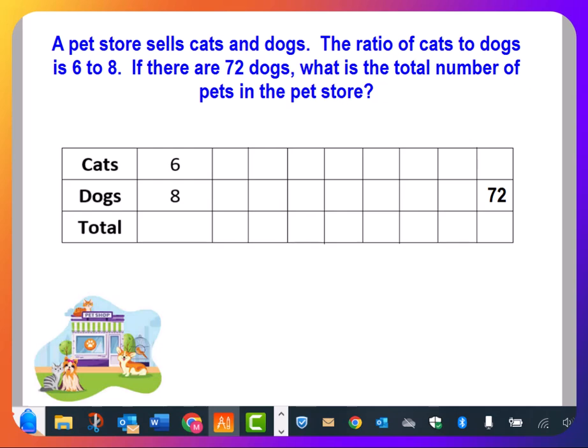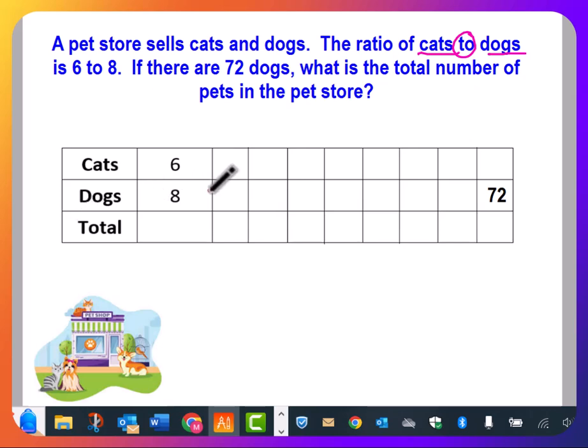Okay, last example. A pet store sells cats and dogs. The ratio of cats to dogs is 6 to 8. If there are 72 dogs, what is the total number of pets in the store? Okay, so the ratio that they're giving us, what we're comparing is cats to dogs. Remember, we always want to circle that word too. And we know that ratio is 6 to 8.